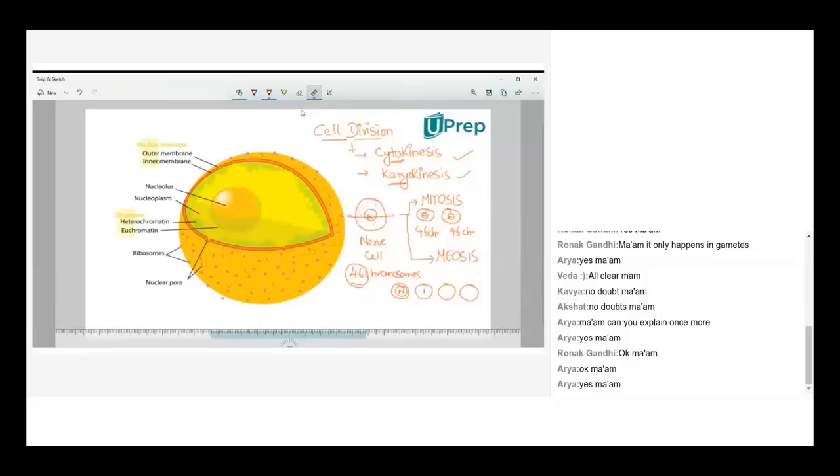The nucleus will be divided, the cytoplasm will be divided, and the whole cell will be formed in meiosis. But the chromosome distribution gets reduced, in the way that each individual offspring will get only 23 chromosomes. So this happens when mitosis is followed by meiosis.